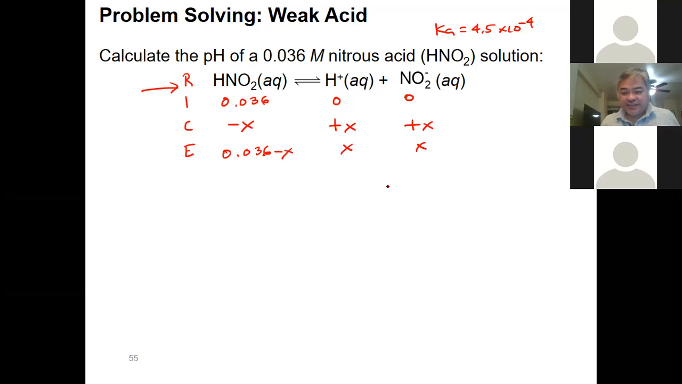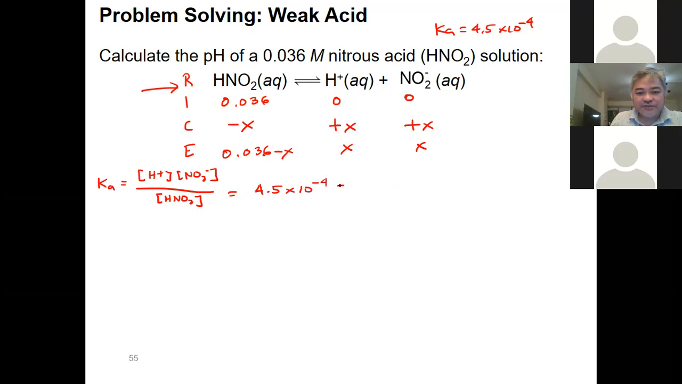And then we write the expression. So this is Ka equals to the products over the reactant. And then we replace it with the value 4.5 times 10 to the negative 4. And then this is X, and then this is X, and then this is 0.036 minus X.